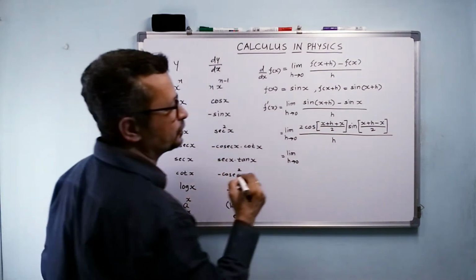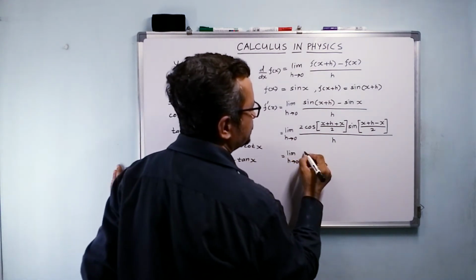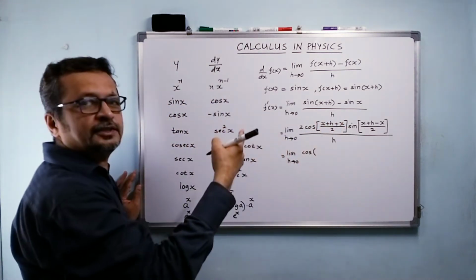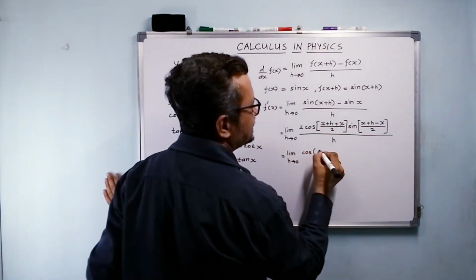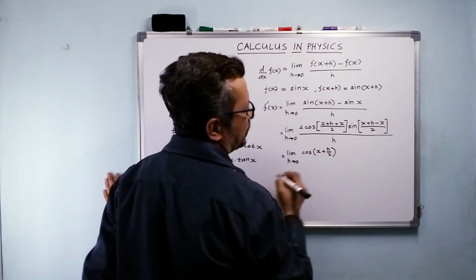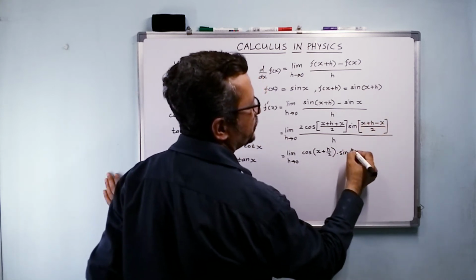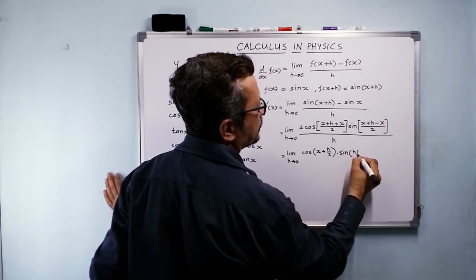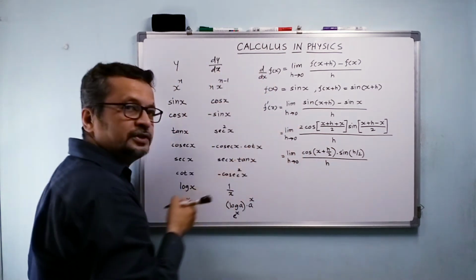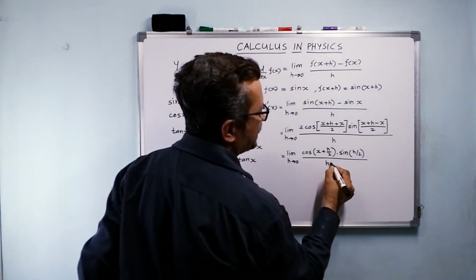limit as h tends to 0. I am not writing this 2 right now. Just see what I do. It is cos of x plus x, that is 2x plus h upon 2. I will write this as x plus h by 2, sine of x minus x is 0, so h by 2 divided by h. That 2 which was in the numerator, I am going to take in the denominator of denominator. Correct? So I'll write h by 2 here.